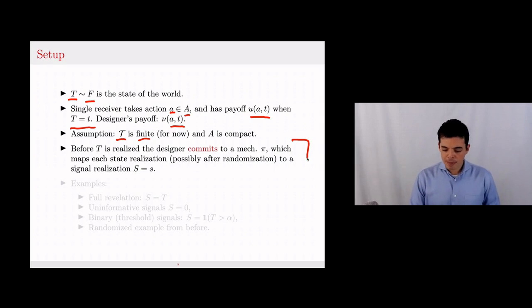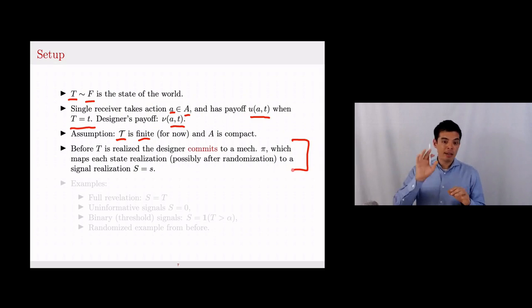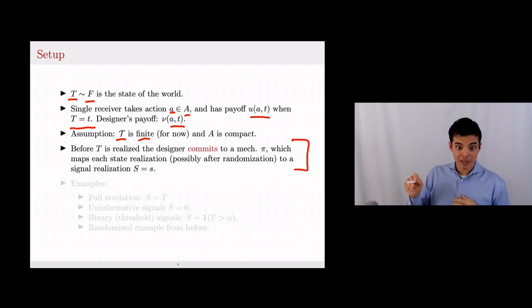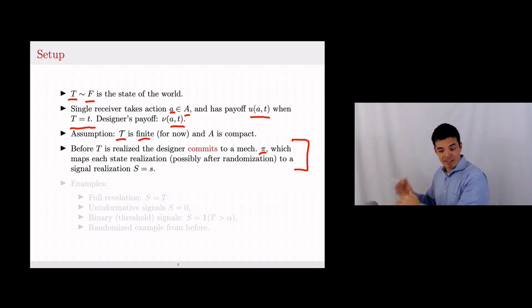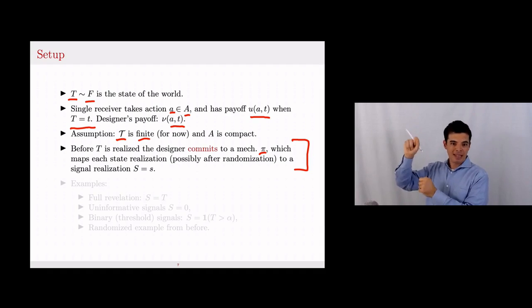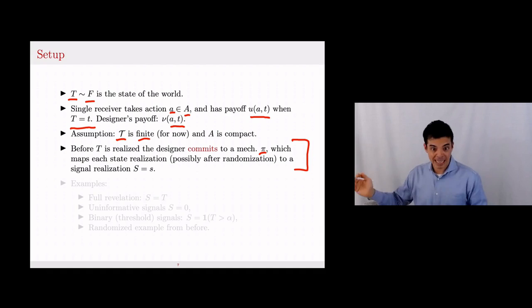Here's the important part. A priori, the receiver and the designer are uninformed about the state. They do not know the state. They both just know the distribution of the state. The designer commits to a mechanism, which I'm going to denote by pi, which maps each state realization, possibly after randomization, to a signal realization. So choosing the mechanism or choosing the signal is really the same thing as deciding what signal realization to send to the receiver for each state.